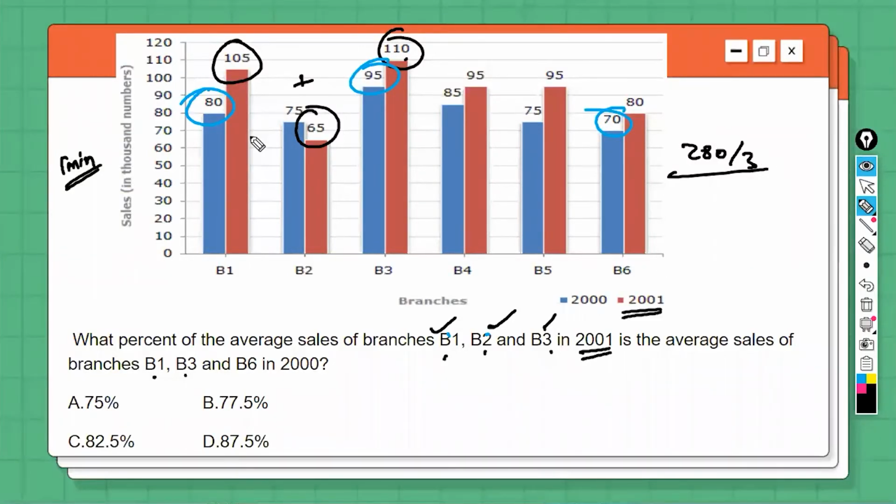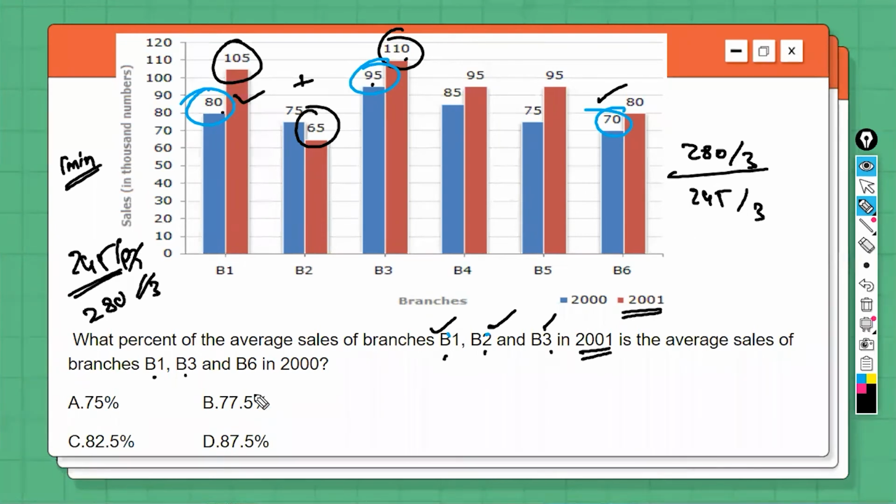Okay. And the second data you are supposed to find is 80 plus 95 plus 70. So if you add all these values, you'll get 80 plus 70 is 150, 150 plus 90 is 240, 245, 245 by 3. Okay, what percentage of the average sales of these branches? So they've asked this one: 245 is what percentage of 280? By 3 will be getting cancelled. Okay, and these are the answer choices given.